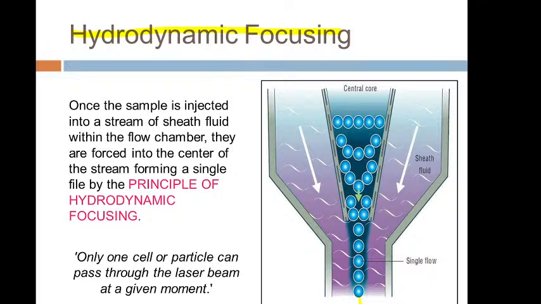Once the cell is injected into a stream of sheath fluid within the flow chamber, the cells are forced into the center of the stream, forming a single file by the principle of hydrodynamic focusing. So only one cell is allowed to pass. Please keep this in mind: only a single cell is allowed to pass through the laser beam.